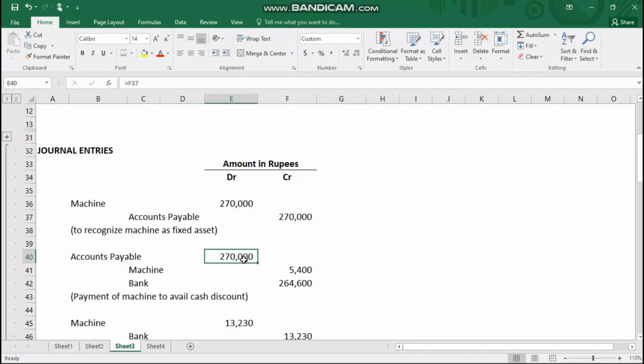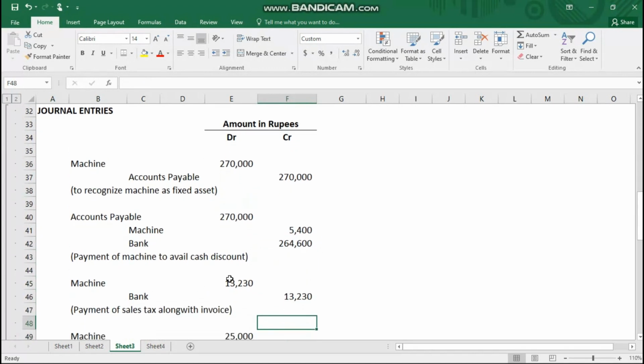So I will debit the accounts payable. I will eliminate the liability by debiting the accounts payable with 270,000, and then I will deduct or credit the amount of cash discount from the machinery account. Okay, because this needs to be deducted from the cost of machinery. So I credited the machine account of fixed asset by 5,400, and the remaining is the payment amount which we paid to the supplier from which the machinery was purchased. So that was the second entry.